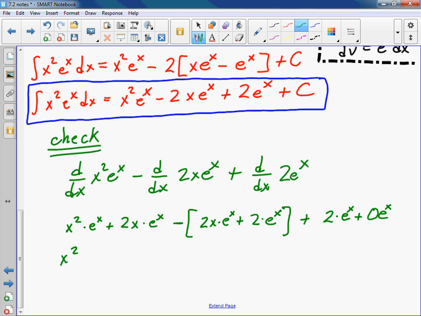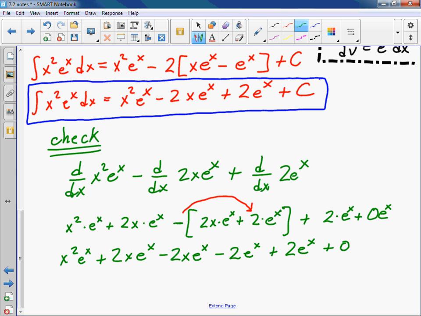x squared e to the x plus 2x e to the x minus 2x e to the x. That's nice. Now, here's where we distribute. Right there. Don't forget that. Oh my gosh, Alex, people forget that one, and it is a sad, sad day. Minus 2 e to the x plus 2 e to the x plus 0. We can even put that one in if we want to.